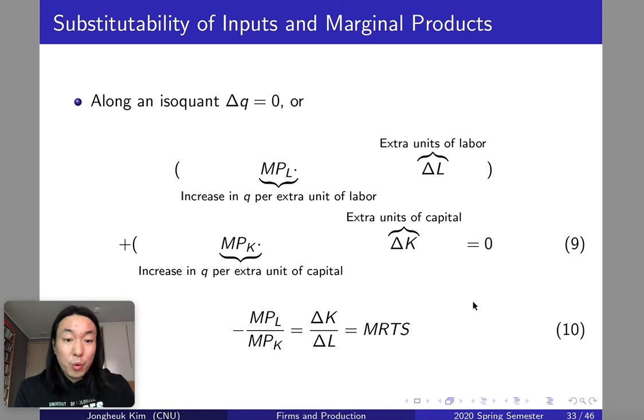So MPL over MPK should be the same as negative delta K over delta L, which is the definition of MRTS. So MRTS should be equal to the ratio of the two marginal products of the two inputs, times negative. Okay, equation number 10 is, I think, the most important equation in the production sector, because with that equation you can find the most efficient point of production for a single producer.